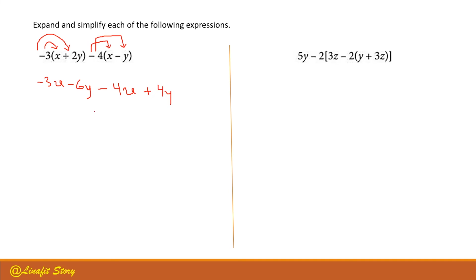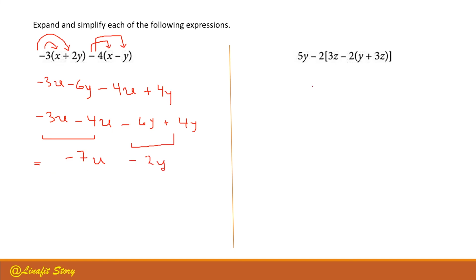And then group the like terms. Negative 3x minus 4x minus 6y plus 4y. Negative 3x minus 4x is negative 7x. Negative 6y plus 4y is negative 2y. So the answer is negative 7x minus 2y.